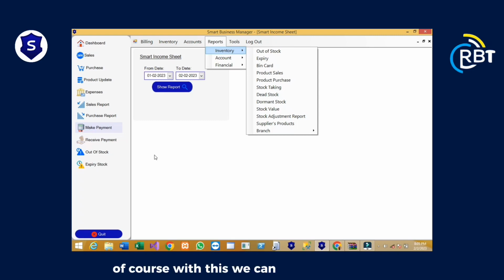Of course, with this, you can be able to expand. You can open up several other branches in your locality, outside your locality, internationally, so long as you set up all these systems and everything is working very well, and you'll be able to see all of these reports.